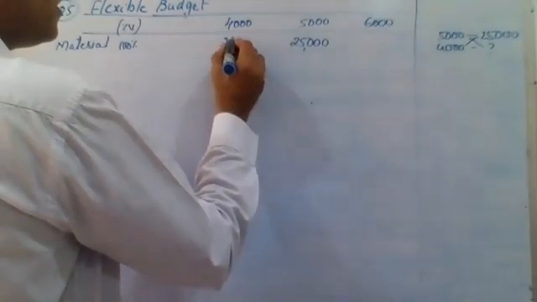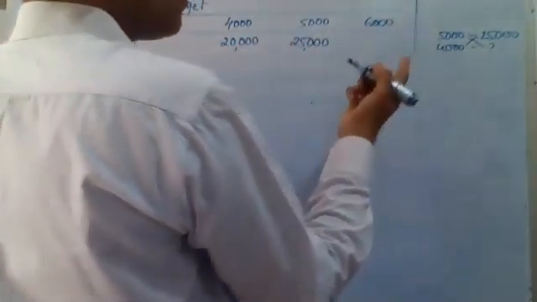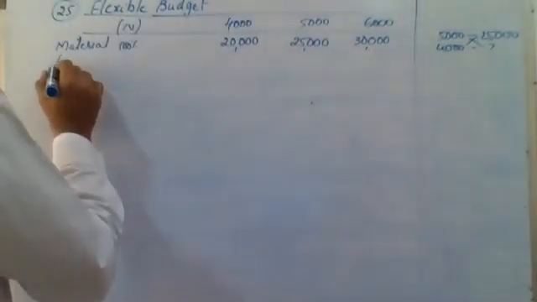For 5,000, if it is 25,000, for 4,000, how much? So it will be 20,000. Same with that. For 6,000, how much? For 5,000, it is 25. For 6,000, how much you will get? You should get 30,000.